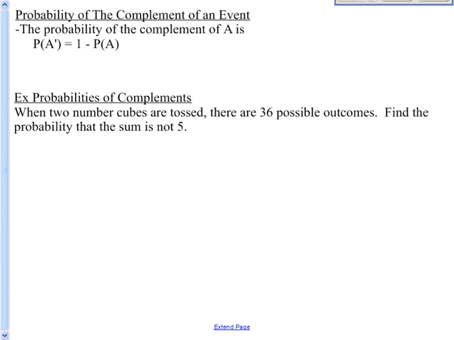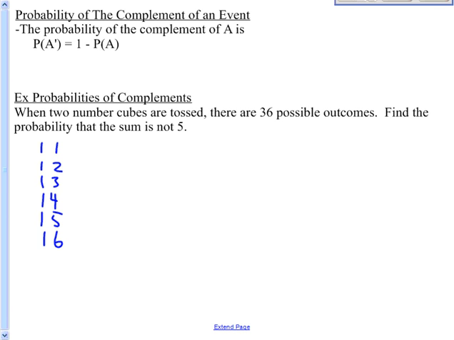When two number cubes are tossed, there are 36 possible outcomes. Find the probability that the sum is not 5. Okay, probability that the sum is not 5. Well, first of all, let's write out these outcomes. Two number cubes are tossed. So you could roll a 1 and then maybe another 1. You could roll a 1 and 2, 1, 3, 1, 4, a 1 and then a 5, a 1 and then a 6, right?